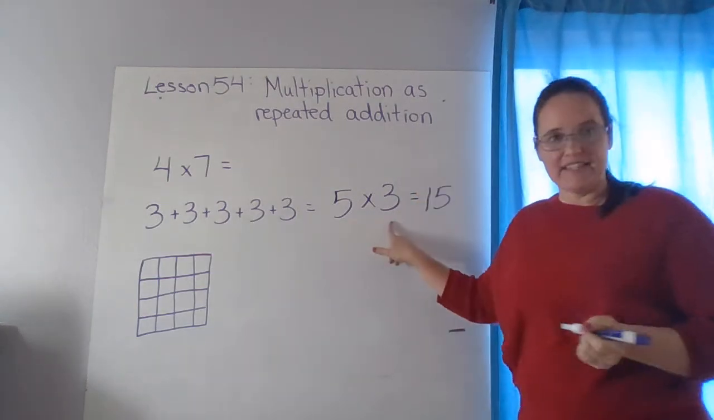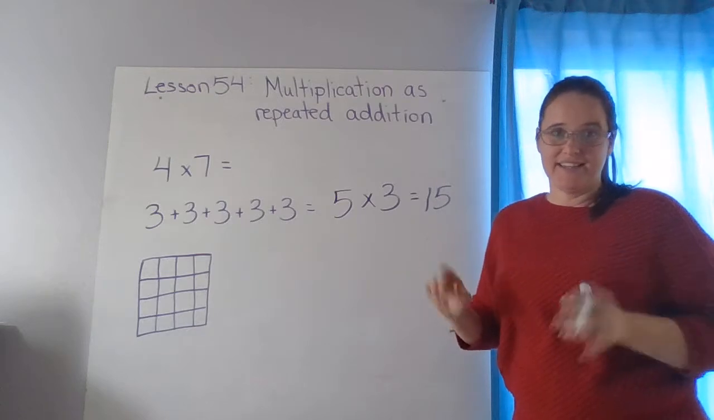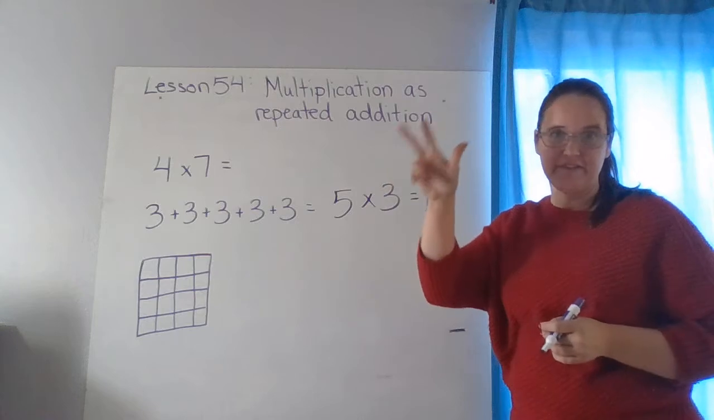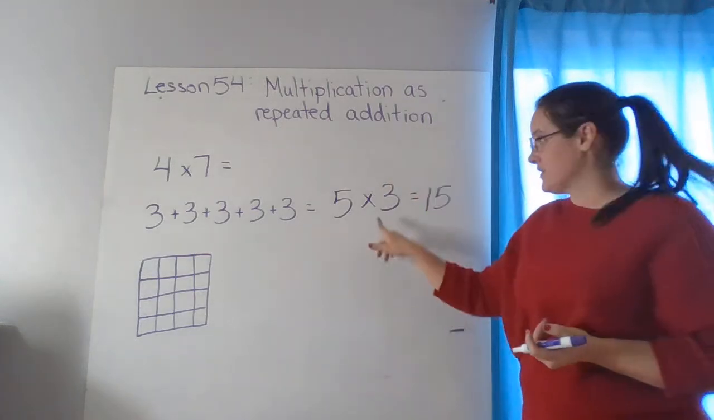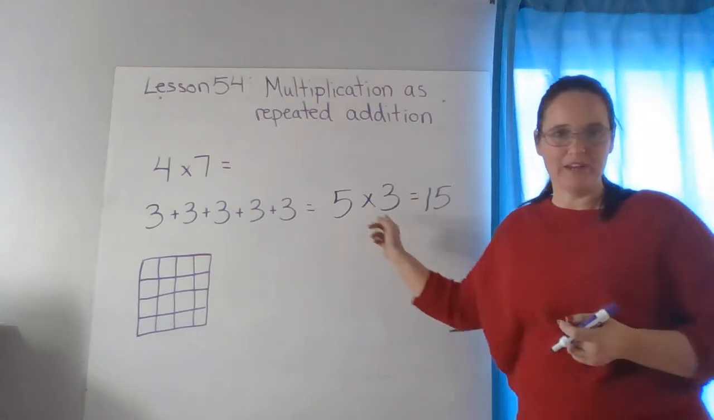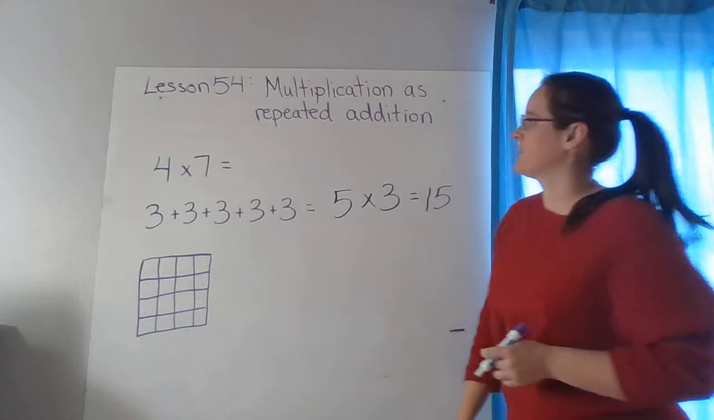So I can figure this out by counting. I want to count by whatever number is the easiest for me. So in this case, I'm going to count by 5s. 5, 10, 15. I could also count by 3s and get the same answer. But like I said, pick the one that's easier for you to count by and do it that way.